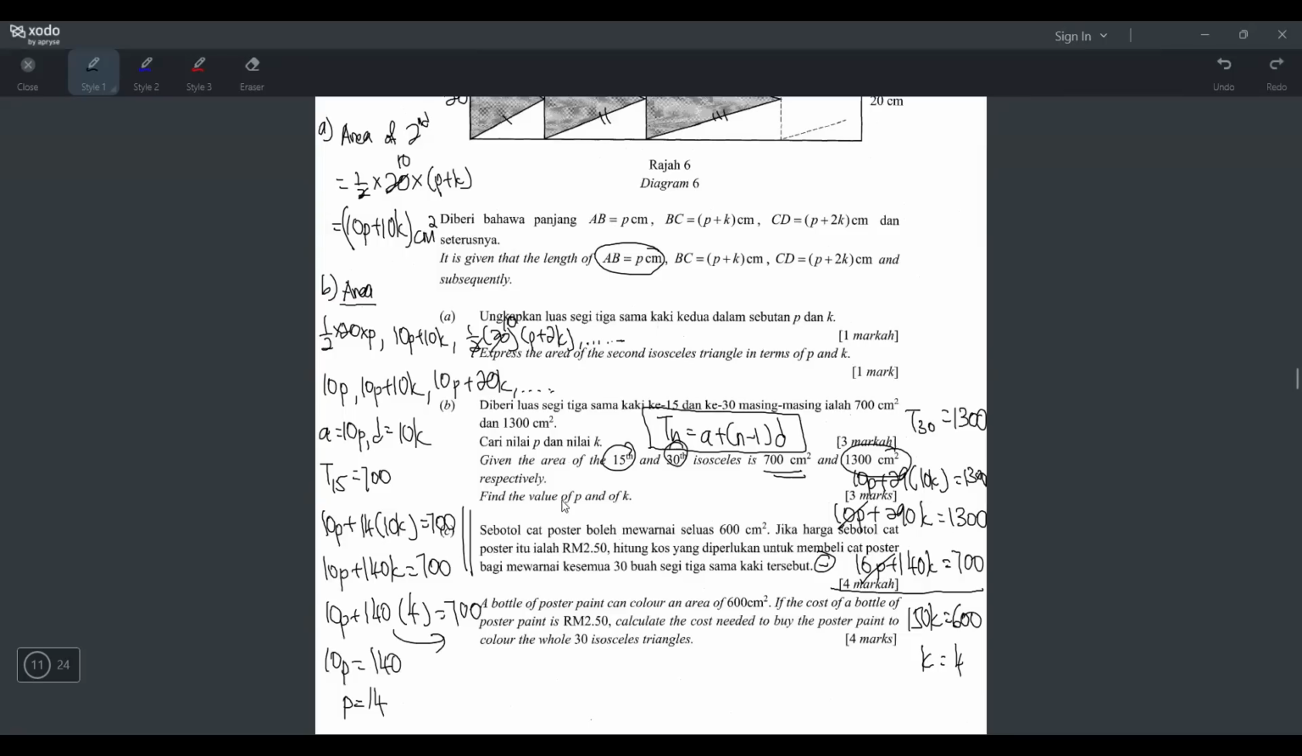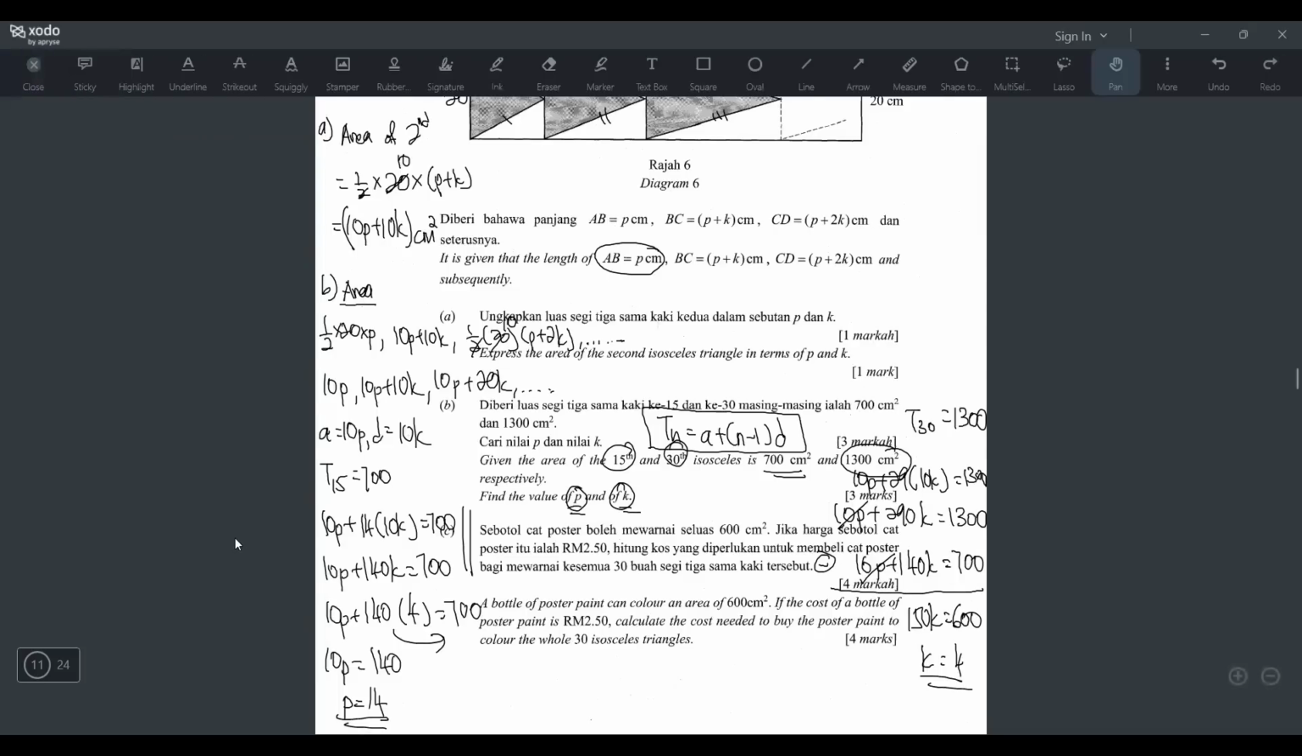But what does the question ask you to find? P and K, right? So this is the answer. But what if I change the question? I said find the value of A and D. Then this is not the answer. If they ask for A and D, then your A will be 10 times P, which is 10 times 14, and D will be 10 times K, which is 10 times 4. But the question asks for P and K, so this is the answer for P and K.